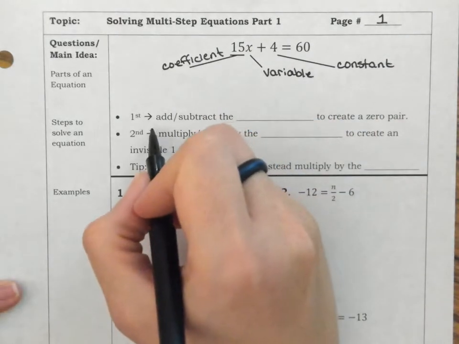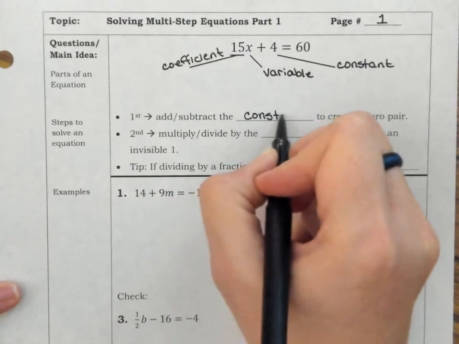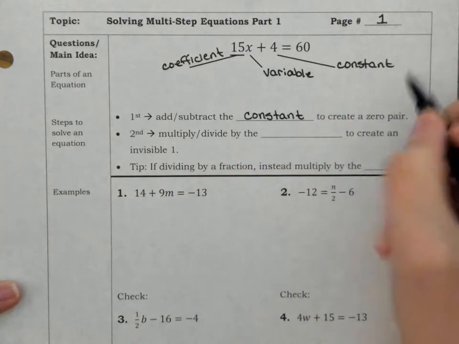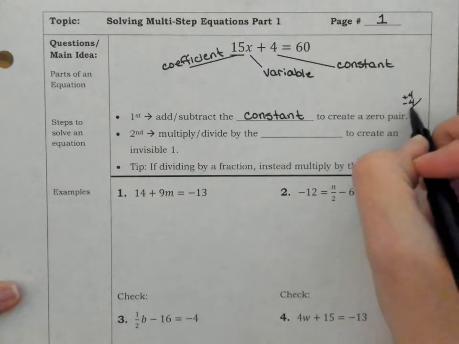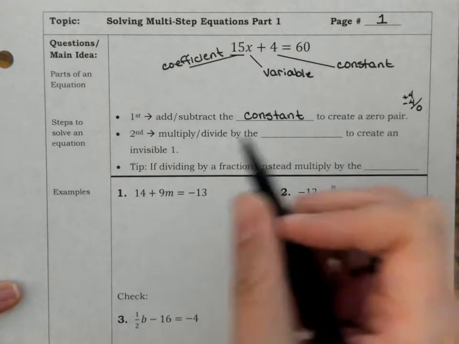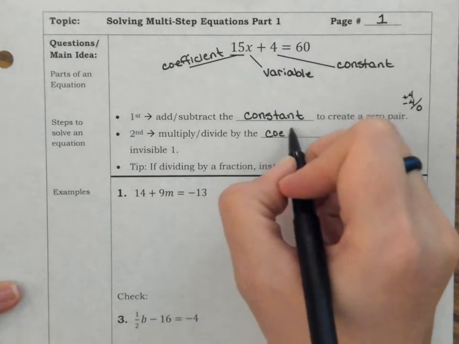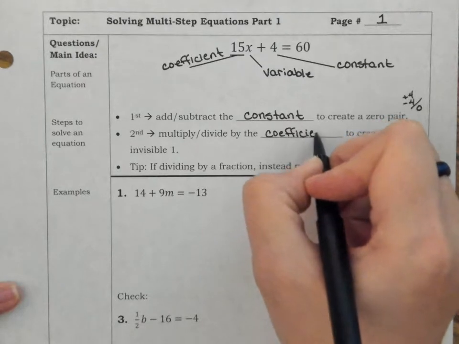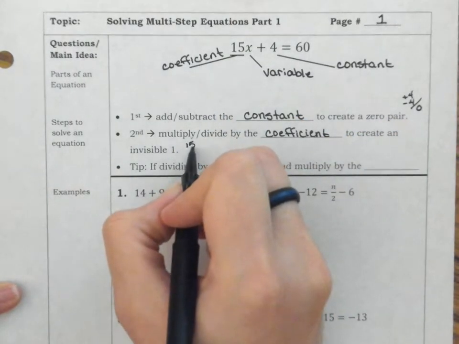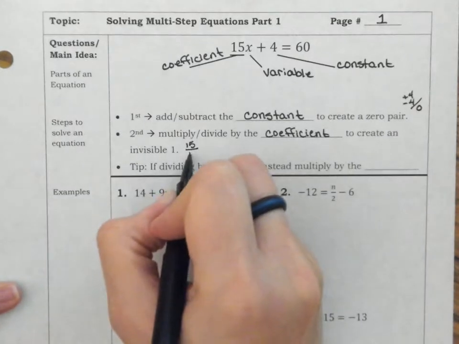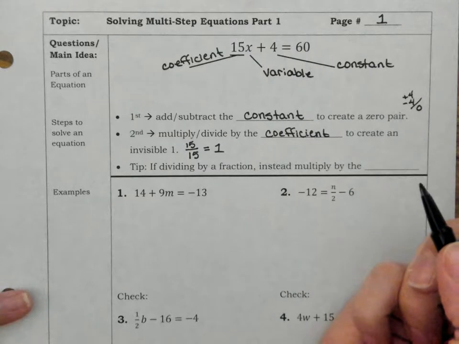And the two steps you need to solve are, first, you're going to add or subtract the constant to create a zero pair. A zero pair is if I have that positive 4 up there, I would subtract 4 to make 0. And the second thing is that you want to multiply or divide by the coefficient to create an invisible 1. So if I were to take that 15 and it's being multiplied, the inverse is to divide, and then 15 divided by 15 is 1.